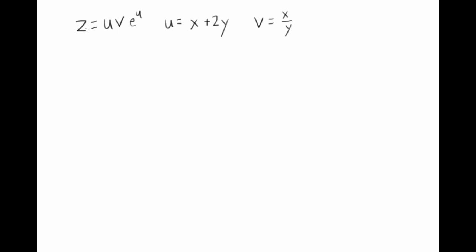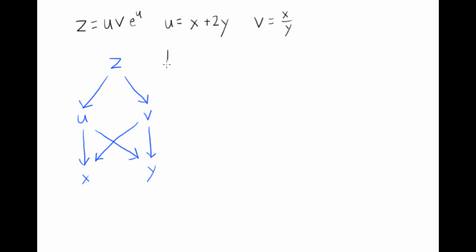Okay, now we have z, which is a function of u and v, and each of u and v are a function of x and y. So our tree diagram is going to look a little bit more complicated. Here's our z. It's a function of u. It's a function of v. U is a function of x. And it also happens to be a function of y. V is a function of x. And it also happens to be a function of y.